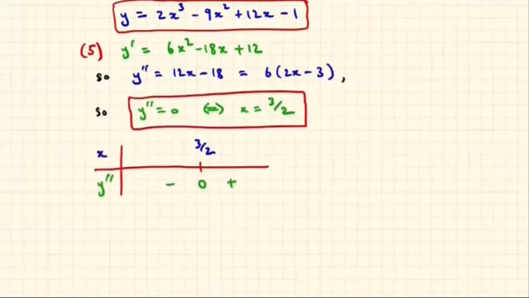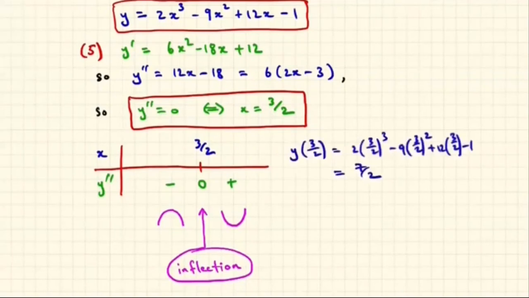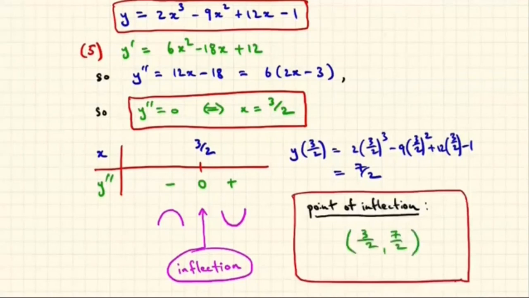So this equals 0 when x equals 3 over 2. And we can build its sign diagram with a pattern of negative, positive. So concave down followed by concave up, with changing concavity and inflection when x equals 3 over 2. We can evaluate y for this input yielding 7 over 2. So the point of inflection has coordinates 3 over 2, 7 over 2.